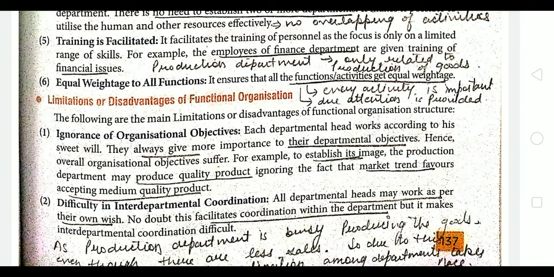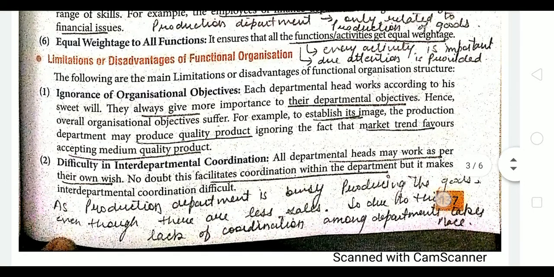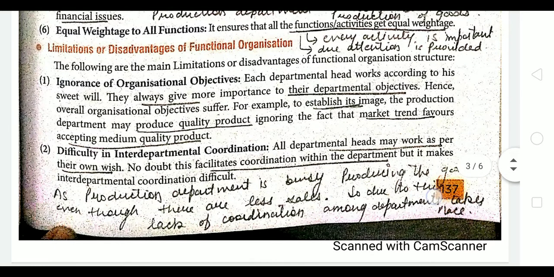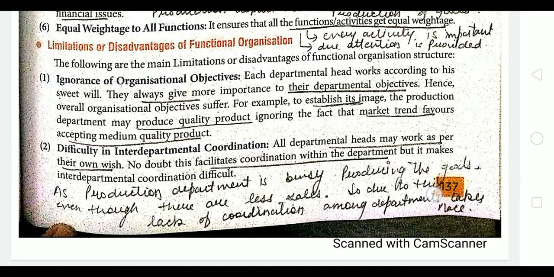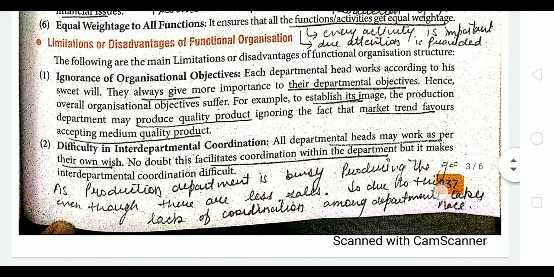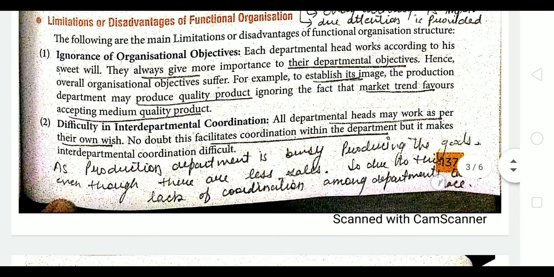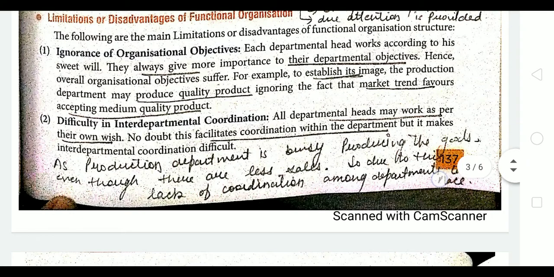Now coming to the limitations or disadvantages. First is ignorance of organizational objectives. When each departmental head works according to their own will, right? What will happen automatically, they will just sideline the objective of the organization. They just want to fulfill their departmental objectives. Why? Because they want to establish their own image in the organization.